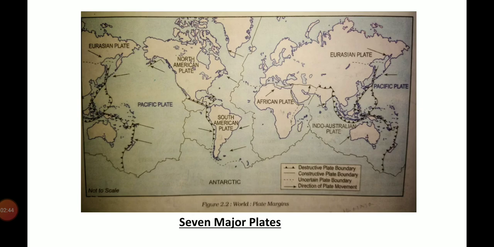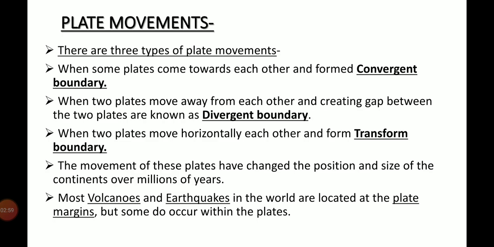Here we see the 7 major plates. First one, Pacific plate, North American plate, South American plate, African plate, Eurasian plate, Indo-Australian plate and Antarctica plate. Plate movements: there are 3 types of plate movements on the earth's surface.